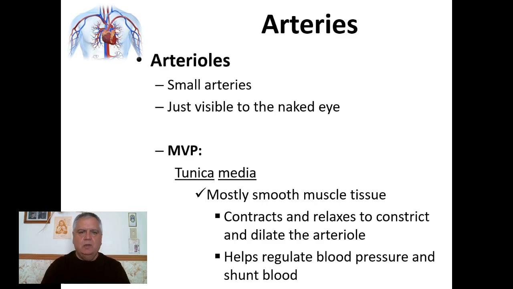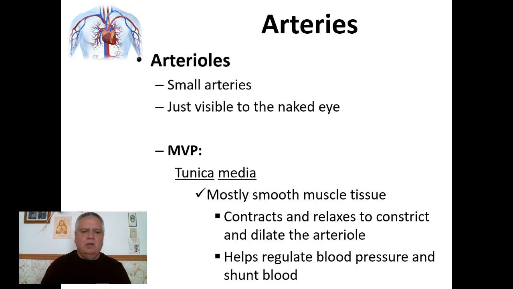The smooth muscle of the tunica media will relax, and that will open up the size of the lumen of the arteriole. Now, what this will do is it will regulate the amount of blood that can move into a particular tissue. So if the arteriole constricts, it's going to reduce the amount of blood that's going to flow into the particular tissue that blood vessel supplies. If it relaxes, it's going to increase the amount of blood that flows into that tissue.